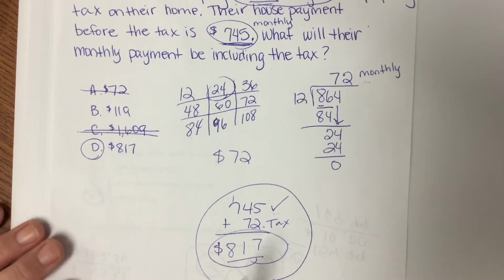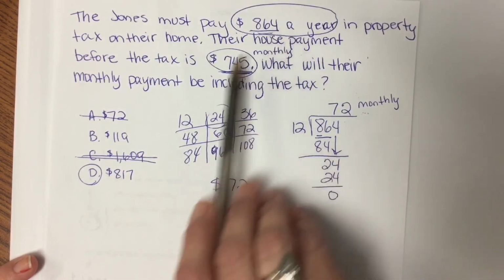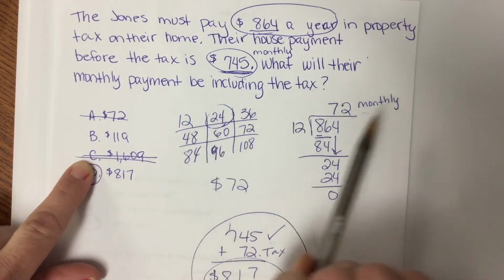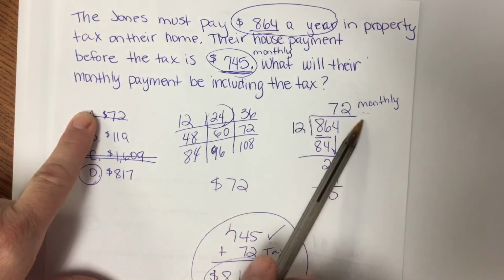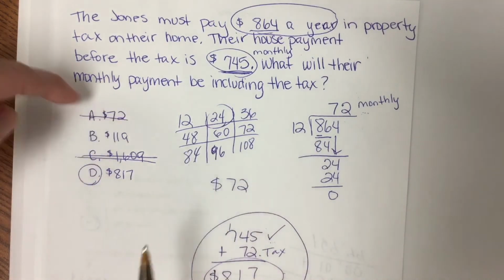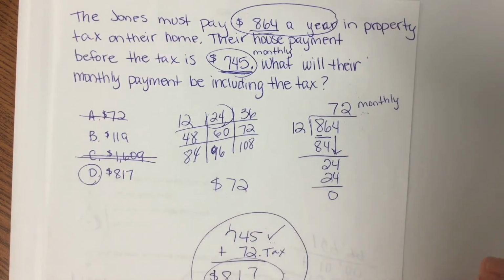Okay, so you can't take the yearly and the monthly and add it together. That's not how it works. They're not taking the 864 and dividing by 12 and making it 72. No. Okay. That's what will their monthly payment be, including the tax. It can't be 72. That's not enough. Okay. Also 119. That's just an off-the-wall answer.